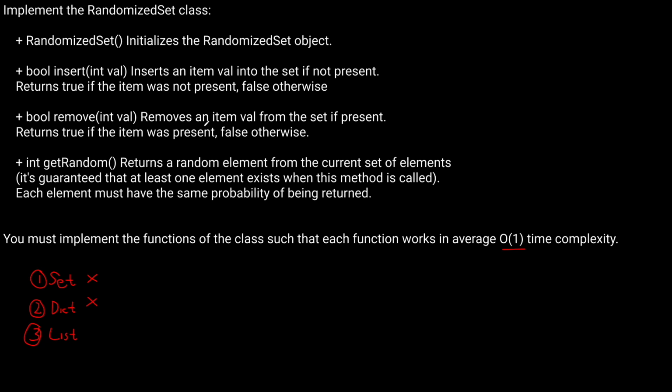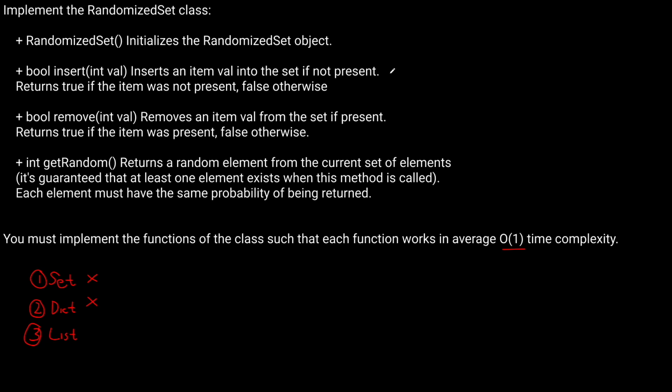Remove, well, we could remove something from the list in constant time, but only if it's the last element in the array, because that means that we don't have to reshuffle the list, right? If we were to remove, say, the second element in our list, then we would have to reshuffle the remaining array, which would be a big O of n operation. So remove only works if it's at the end.